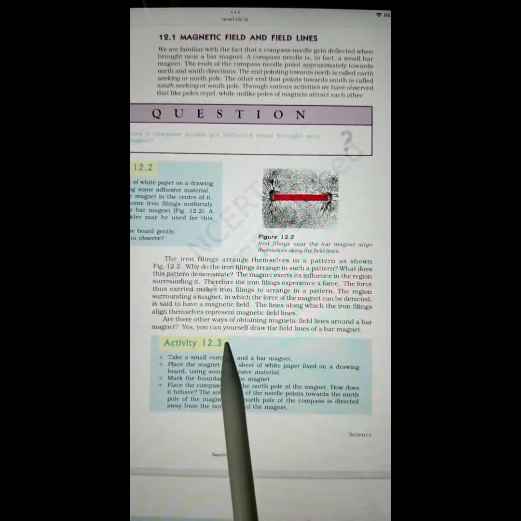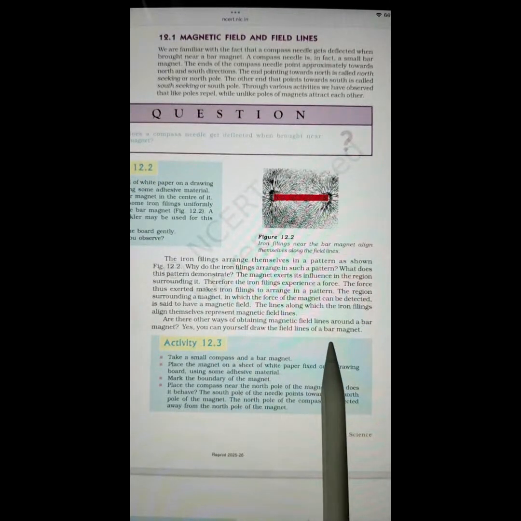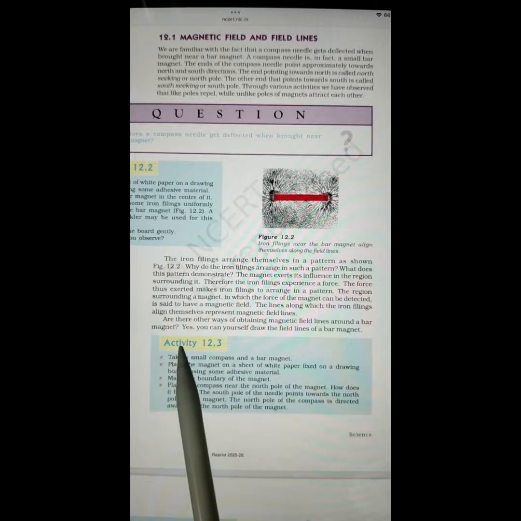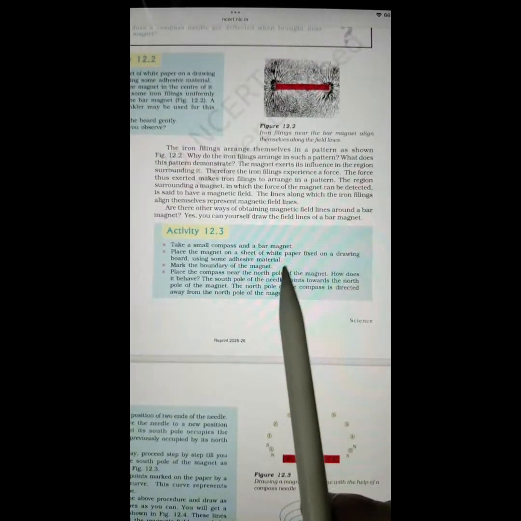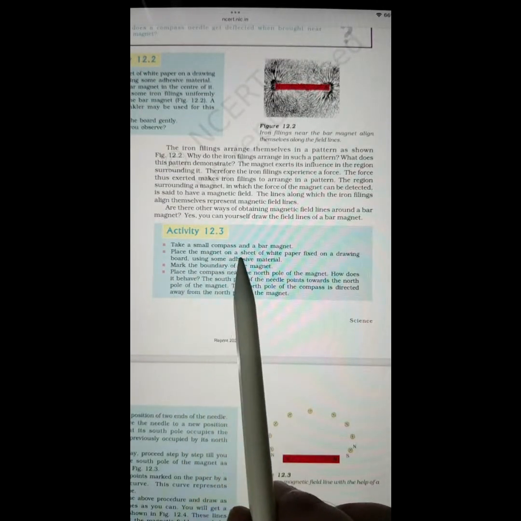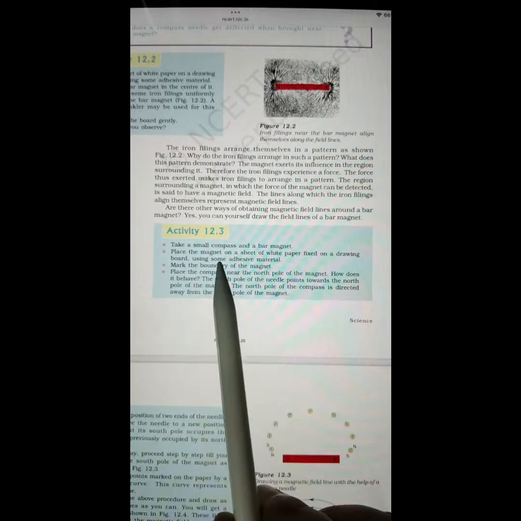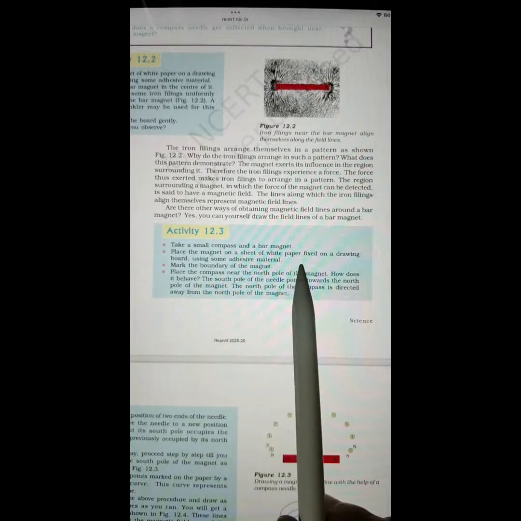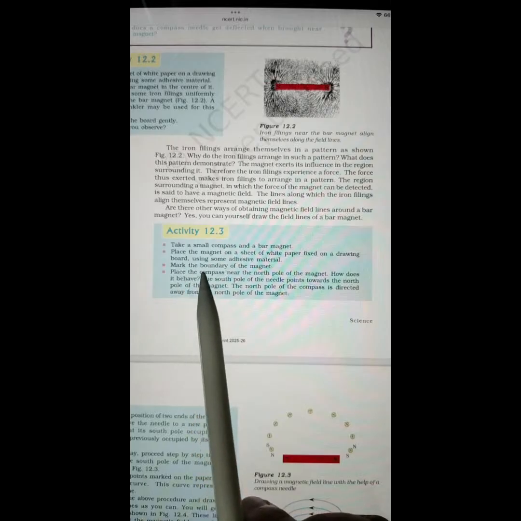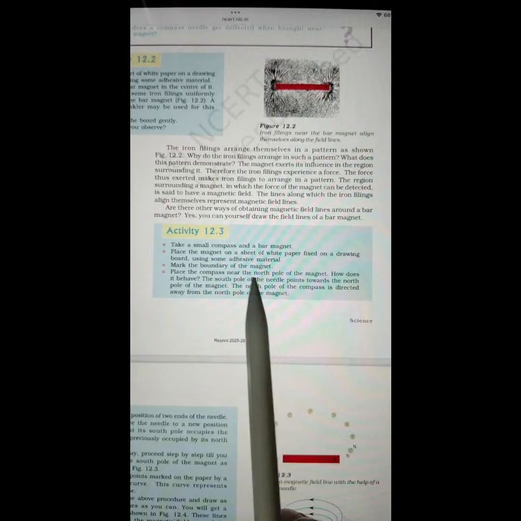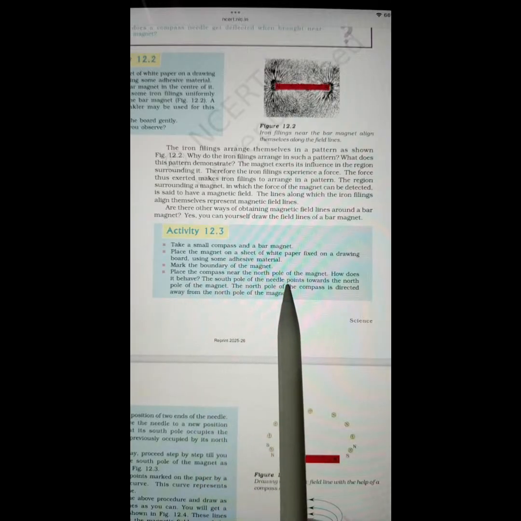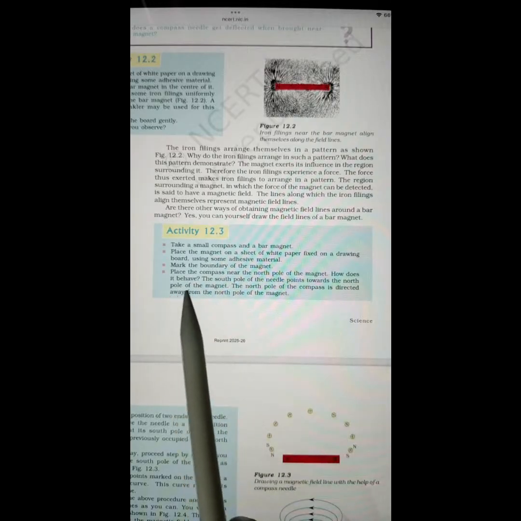Are there other ways of obtaining magnetic field lines around a bar magnet? Yes, you can yourself draw the field lines of a bar magnet. Activity 12.3. Take a small compass and a bar magnet. Place the magnet on a sheet of white paper fixed on a drawing board using some adhesive material. Mark the boundary of the magnet. Place the compass near the north pole of the magnet. How does it behave?